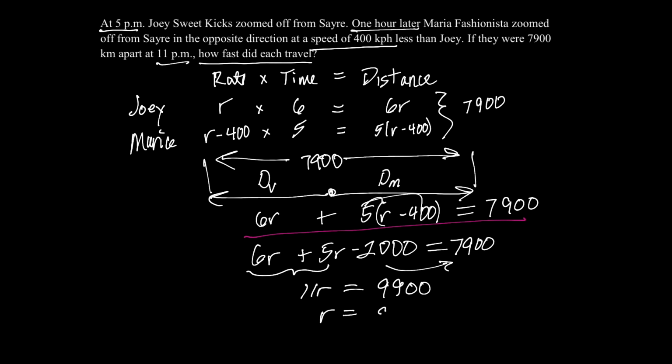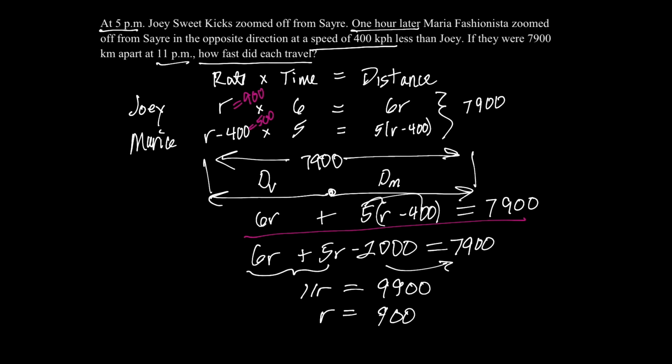So 11 goes into 99 9 times, and so that would be 900. So Joey's rate up here, let me switch some colors again. Joey's rate is 900. And Maria, her zoomy thingy must have been a little slower because she was 900 minus 400. So she was 500.